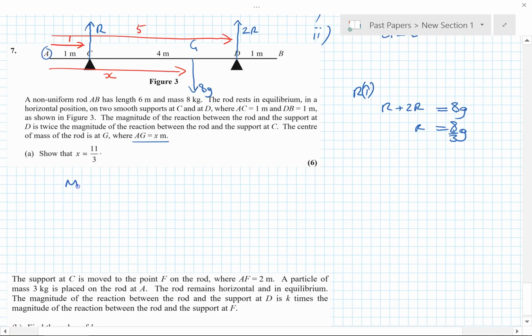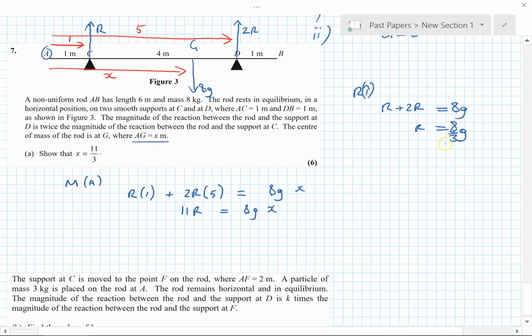So taking moments about A, it's easy to see which ones are clockwise and which ones are anti-clockwise. Obviously the 8g is going clockwise and the R and the 2R are going anti-clockwise. So we have R times 1 plus 2R times 5 equals the clockwise moments, which is 8gx. Now bringing these together, that's 10R plus R, so 11R is equal to 8gx.